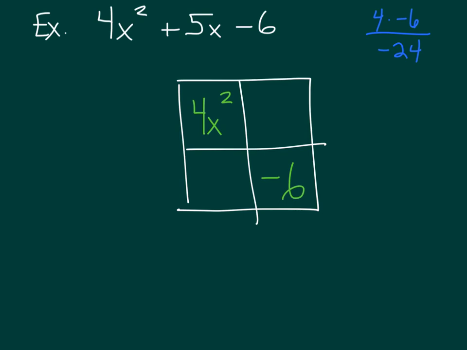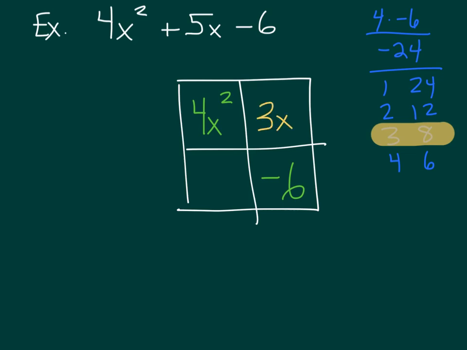one of them is going to have to be positive, one has to be a negative. Okay, now looking at these factors, I want to ask myself, if one is a positive and one is a negative, which of these factored pairs is going to equal my middle term of 5x? Well, the only one that's going to do it is that 3 and that 8. So I'm going to go ahead and write a 3x and an 8x, but I need to remember, one of them has to be a positive, one has to be a negative. 8 has got to be the positive, 3 has to be the negative.